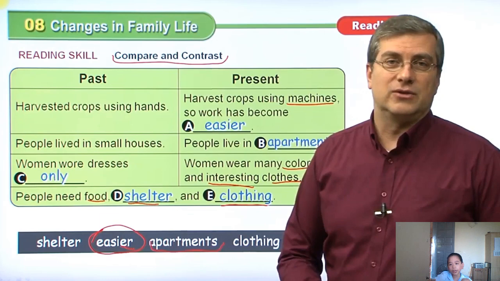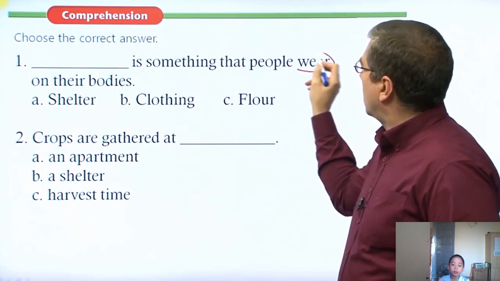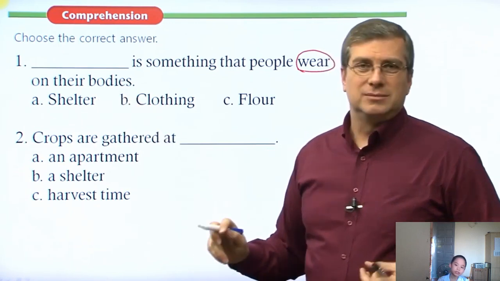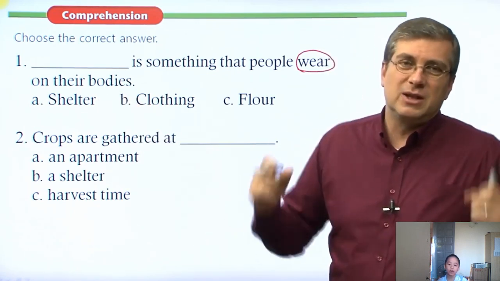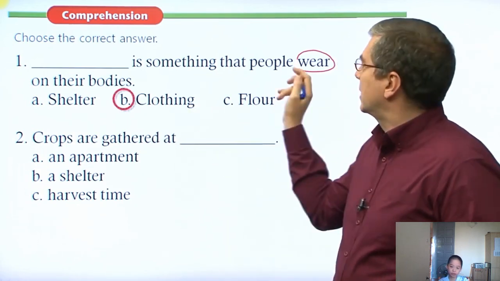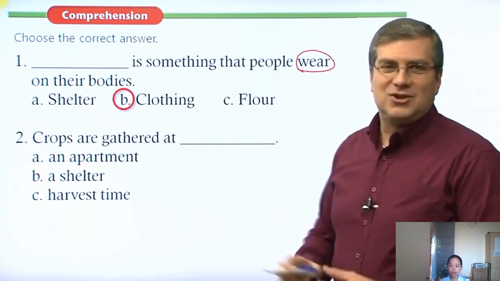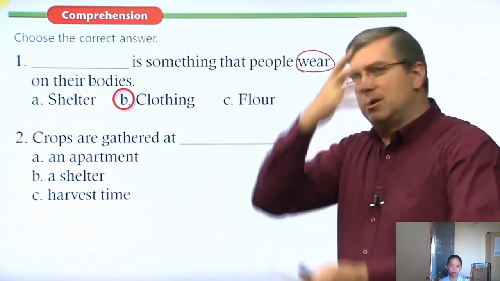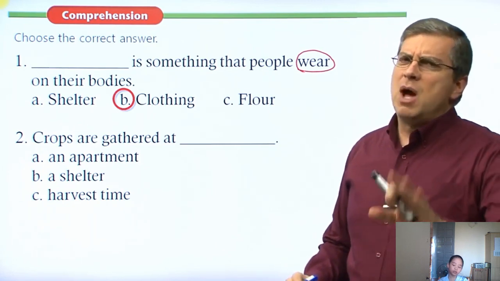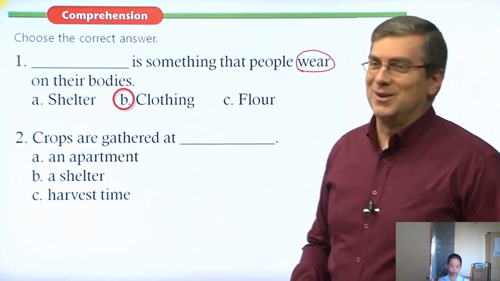Comprehensions. Clothing is something that people wear on the body. Is that shelter? No, we cannot wear shelter. We just live in it. Clothing, yes. Clothing is something that people wear on their body. Flower? No, we do not wear flowers. We grow them and play with them, we throw flowers to each other, but we don't wear them. So clothing is our answer.